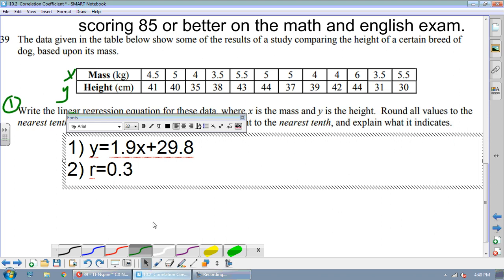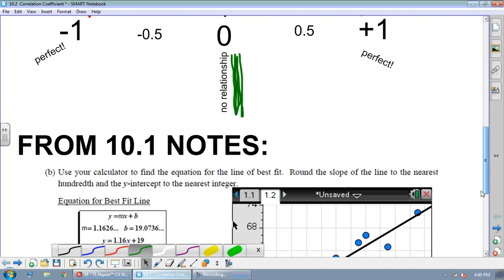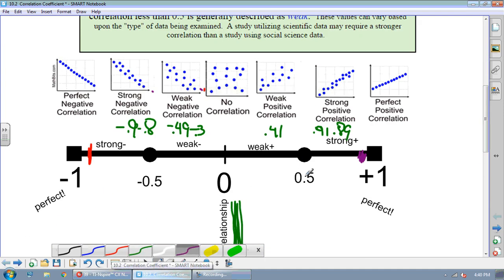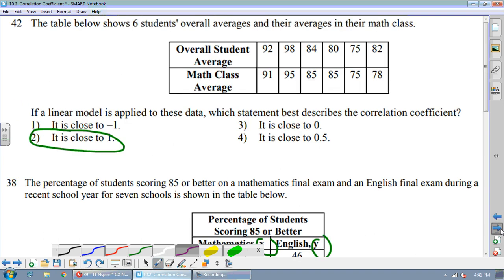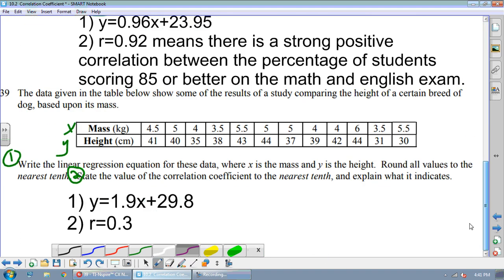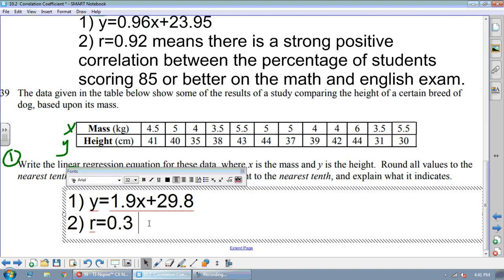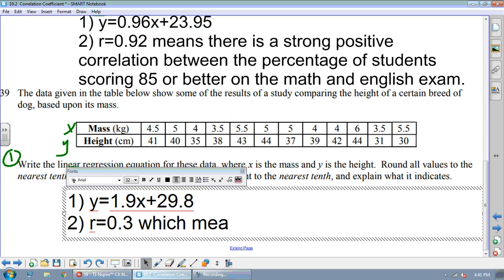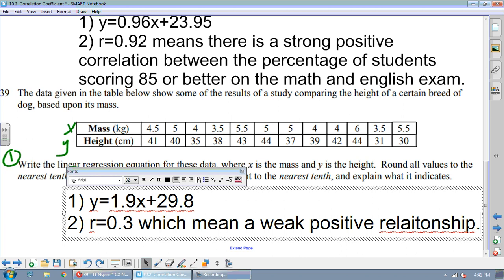Explain what it indicates. If we go back to that chart on the front, a 0.3, well, here's 0.5, so 0.3 is going to be kind of over here. It's not going to be no correlation because that's 0. So we are in the weak positive correlation. So we're going to say, explain what it means, which means a weak relationship. Oh, I forgot, weak positive relationship.